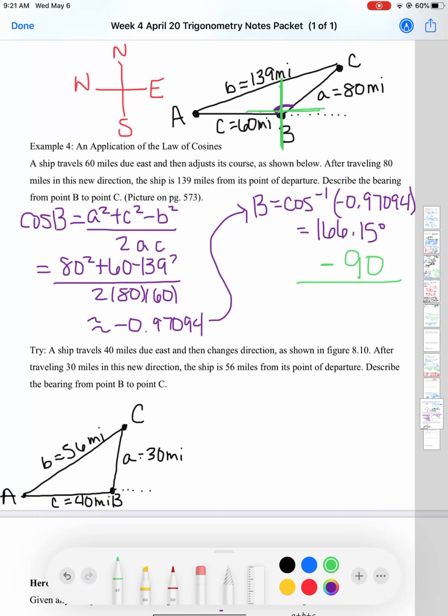So once we subtract 90 degrees, we get 76.15 degrees. So our actual bearing is north 76.15 degrees east. And it's northeast because, see how we're going from B to C? We're going up and to the right.